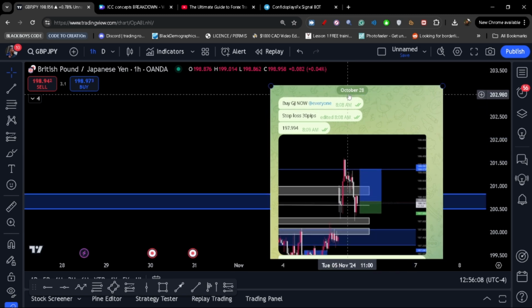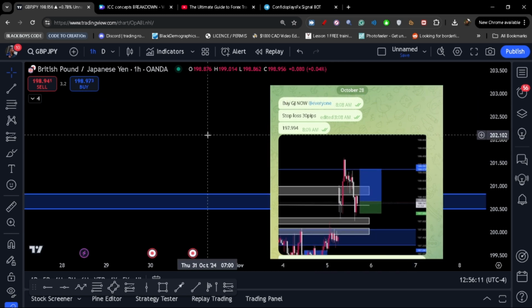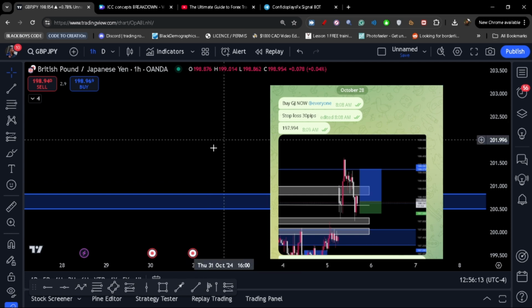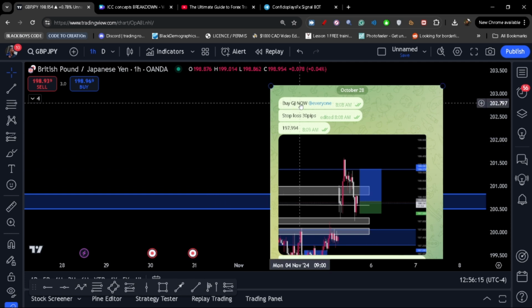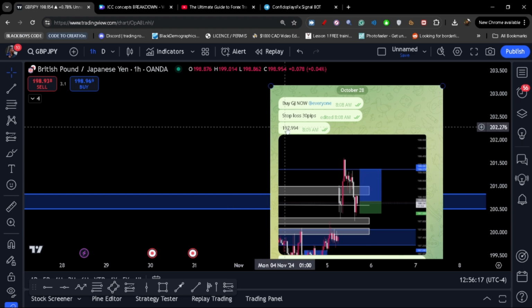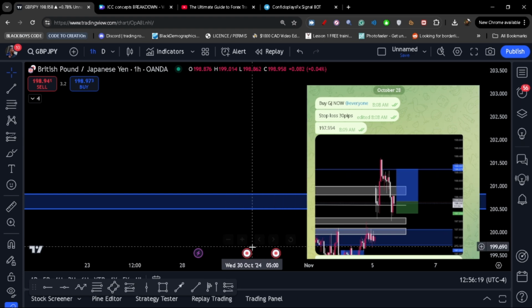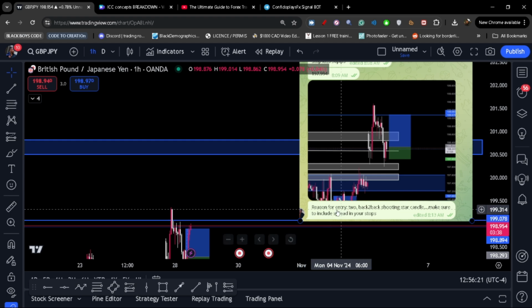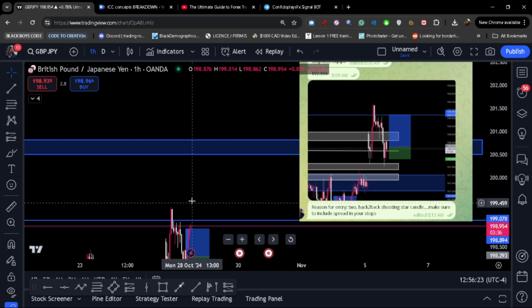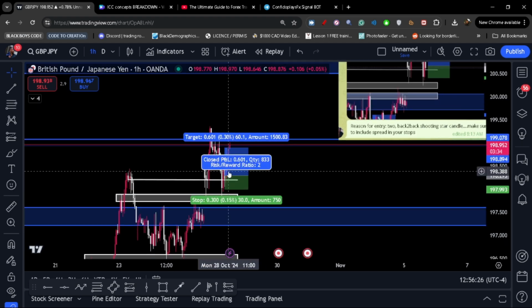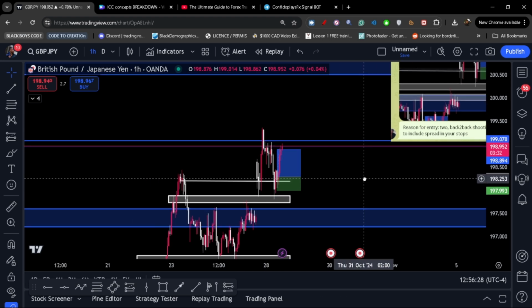As you can see, the date October 28th, and I mainly trade just GBP JPY. And as you can see, I told you guys to buy GJ, right? And I told you guys the stop loss and what to use. And as you can see guys, I show you guys the reason for my entry, right, which I will break down in today's video. But as you can see guys, the trade went well, and I have no complaints.